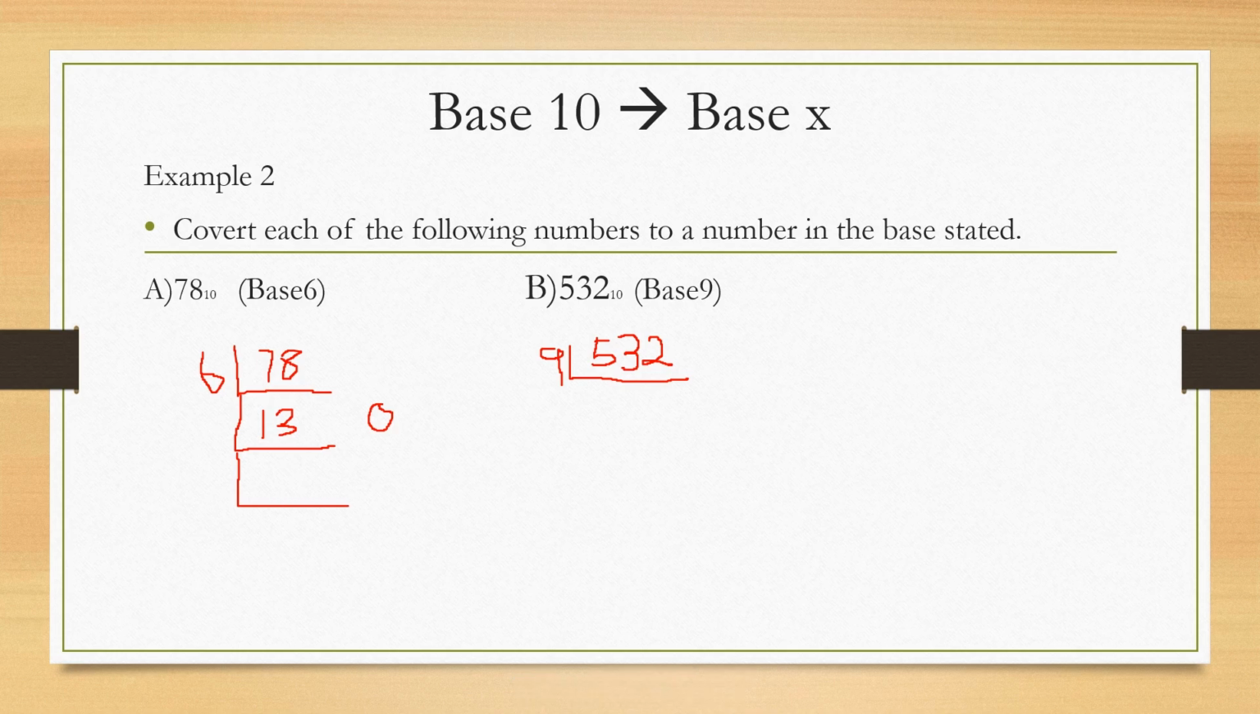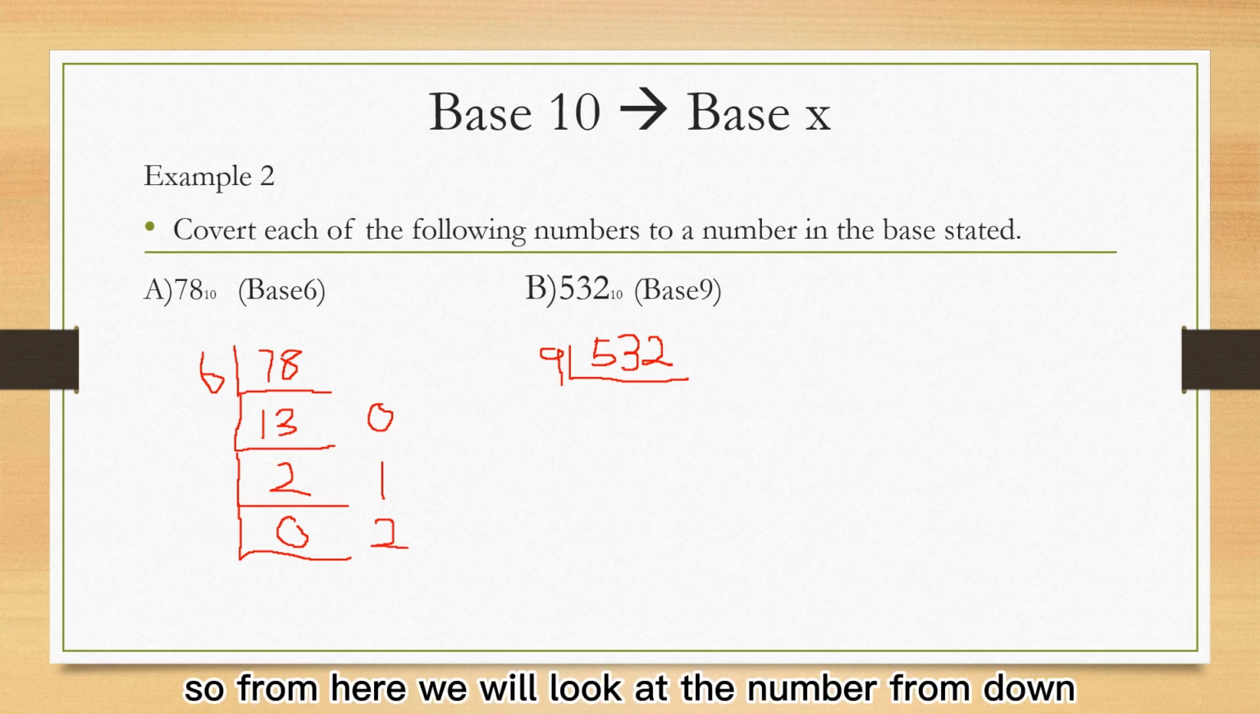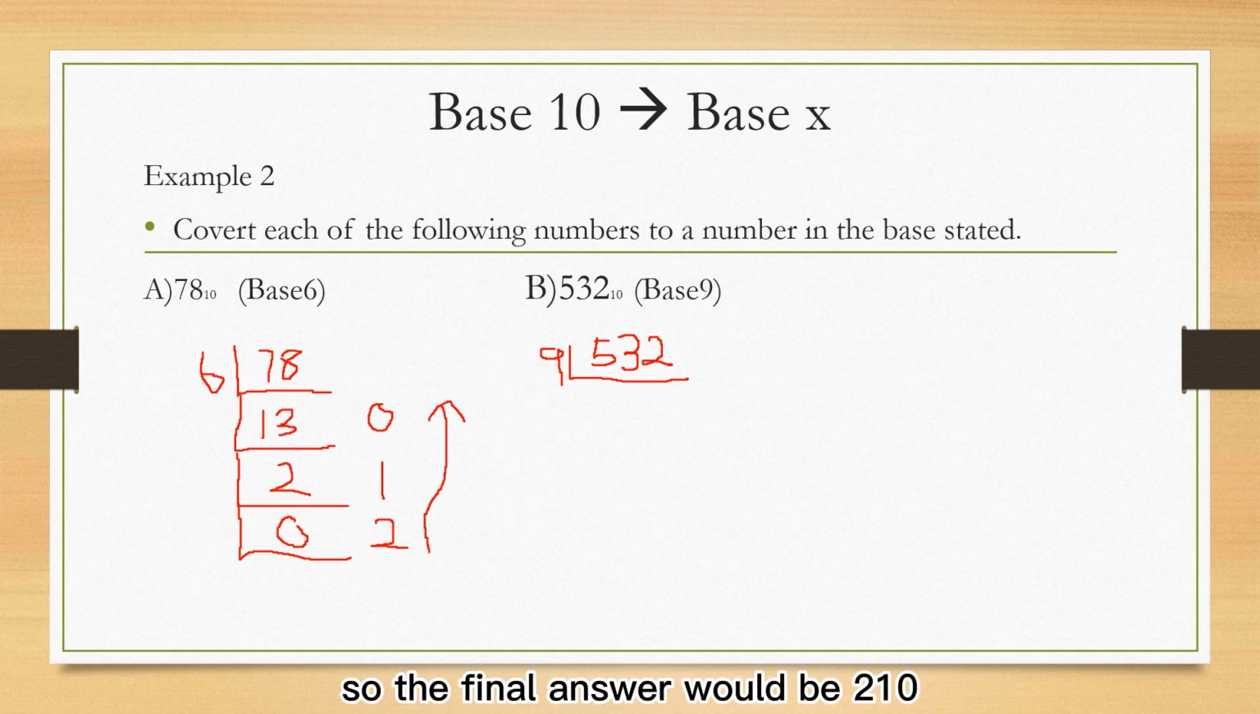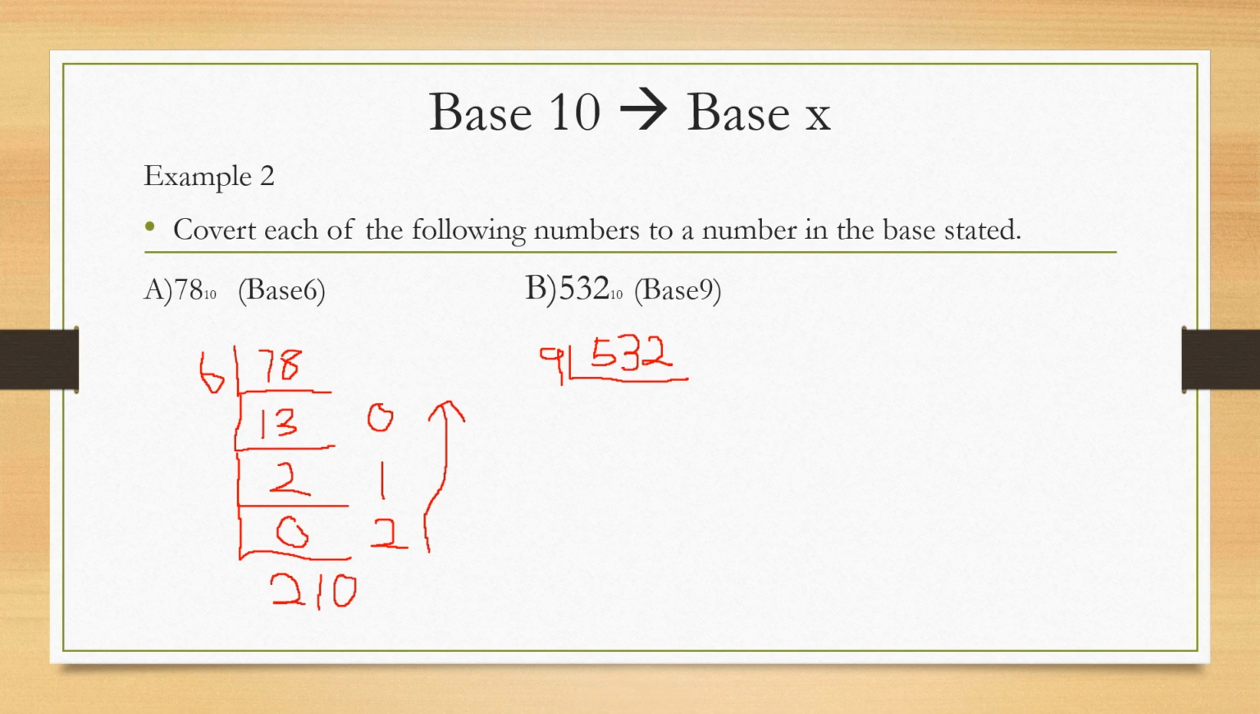13 divided by 6, we get 2 with a remainder of 1. And last, 2 divided by 6, we get 0 and the remainder is 2. So from here, we read the numbers from down to up. So my final answer is 210 in base 6.